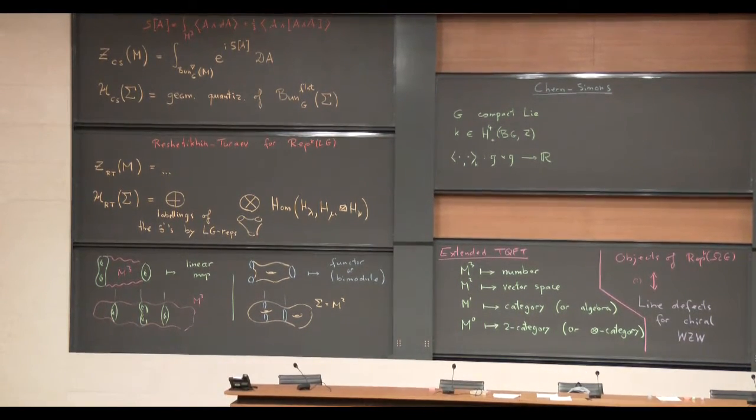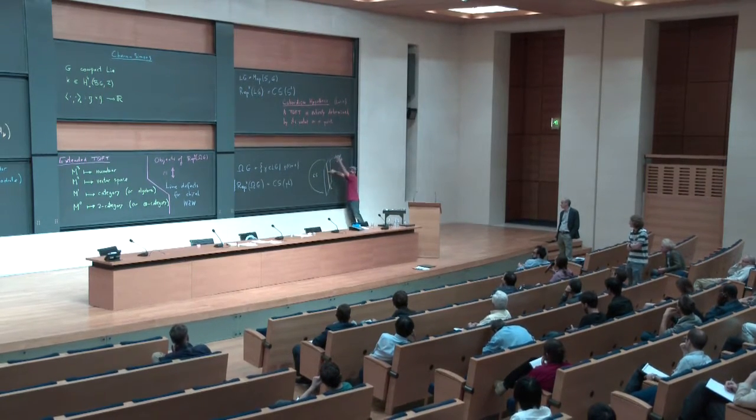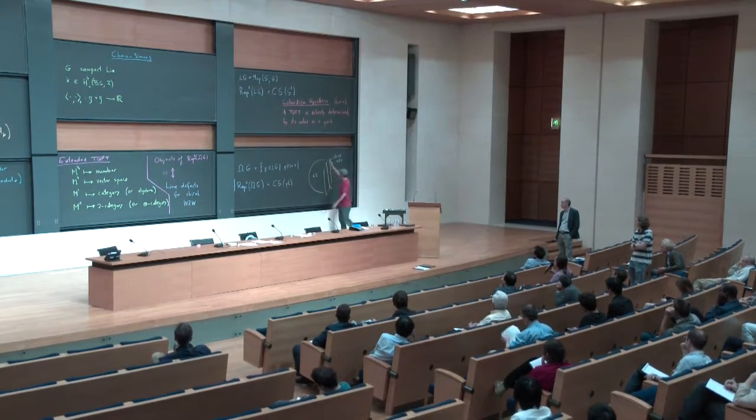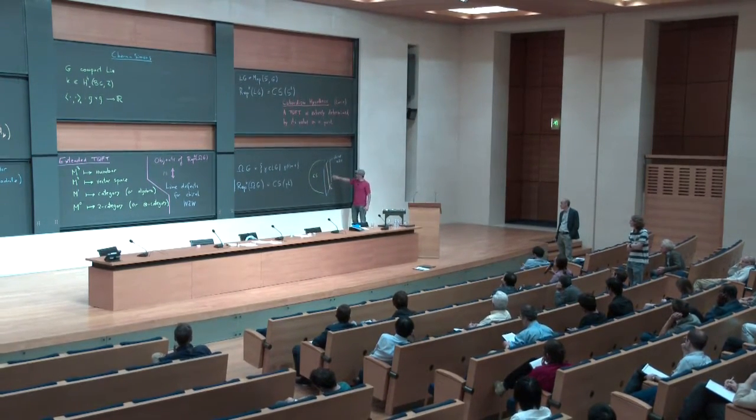So the objects of this category, if they correspond to lines, then the morphisms of the category correspond to operators that live at a given point on this line or possibly between a line and another line. Yes. If I made my line be a topological line, then it makes sense to only look at topological insertion points. Do they exist?